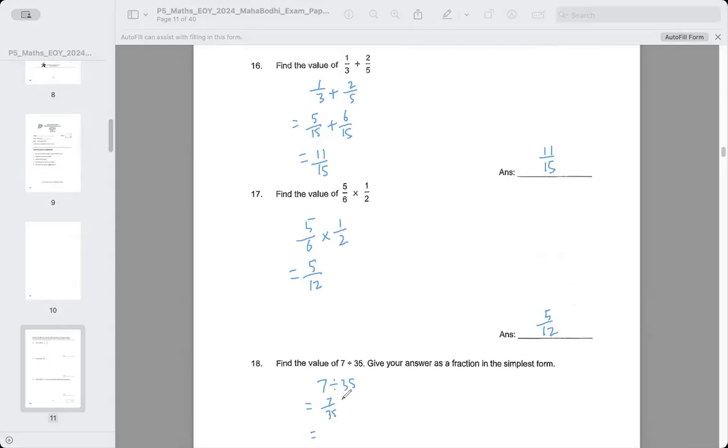7 and 35, both you can divide by 7. So 7 divided by 7 will give me 1. 35 divided by 7 will give me 5. So our answer for question 18 will be 1 out of 5. All right. Okay, let's move on.